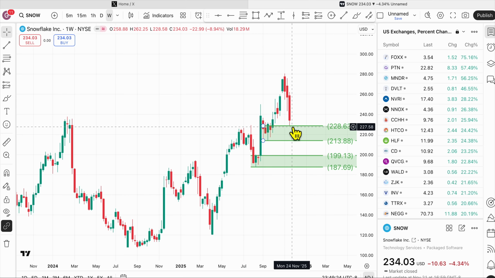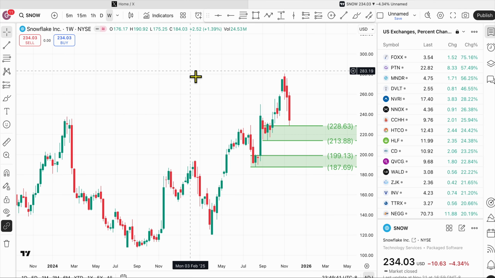You'll notice that we did actually bounce on Friday. We bounced off of the 228.63 support level. Now, that doesn't mean that the trade is done. The opportunity is missed. We can still get further selling into the green shaded area here.